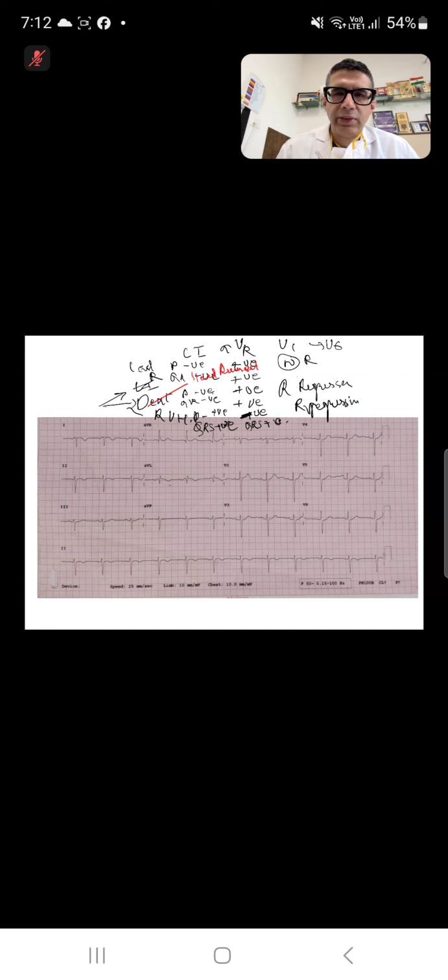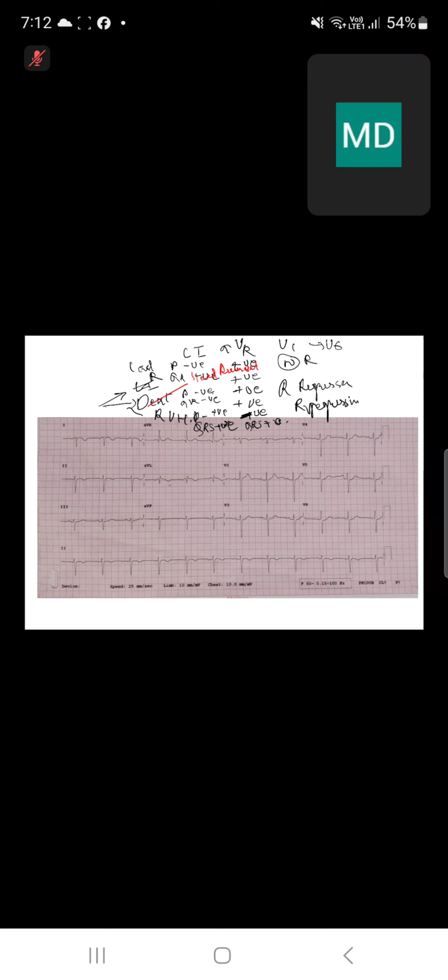Okay, left axis deviation, poor R wave progression. Then what else? Sir, in the chest leads V2 and V3, the R wave in V2 is more than V3, and the RS ratio is less than 1 from V2 to V4, suggesting there is some chest lead misplacement also, I suppose.